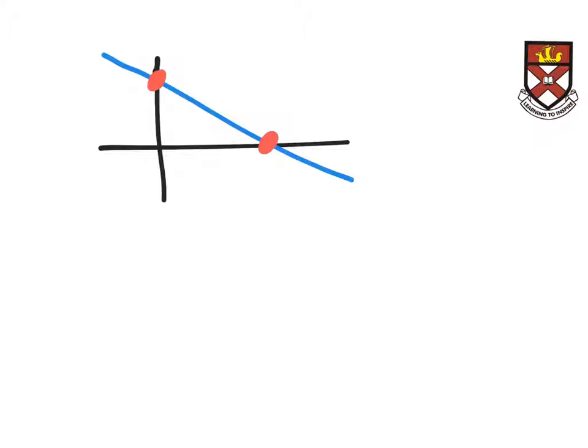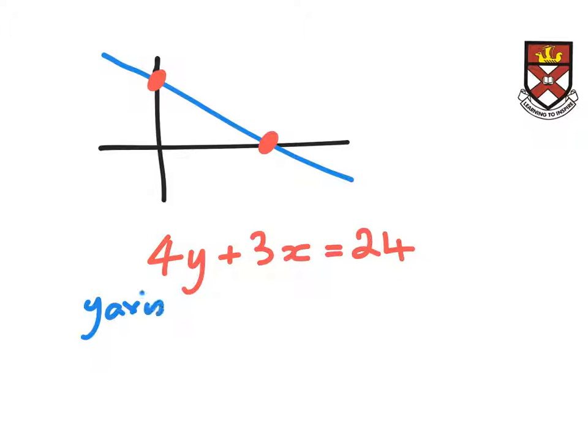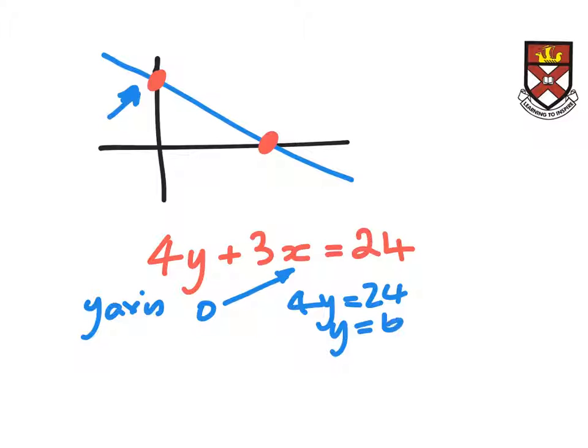Now, just for the sake of argument, let's say that your line was 4y plus 3x equals 24. It's not, but just say it was. If I wanted to work out where it crosses the y-axis, that's this point here, then all I need to do is put 0 in for x. That then gives me 4y is 24, y would be 6. So it crosses at (0, 6).